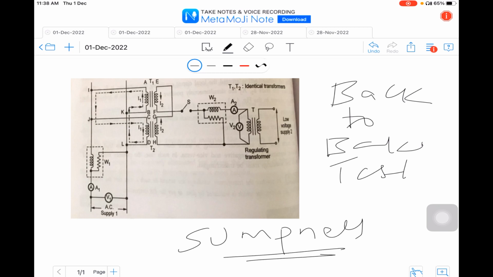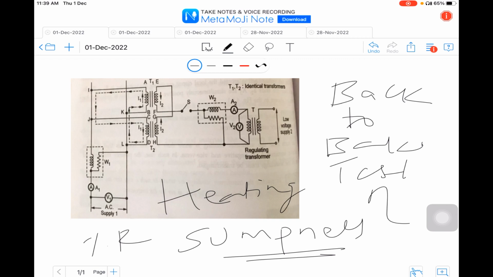In the previous sessions, we have learnt about the OC and SC methods. So the Sumpner test is another method of determining efficiency, percentage regulation and heating under load conditions. The OC and SC tests give us the equivalent circuit parameters, but the one thing we will not be able to obtain from them is heating information. Please remember this. Hence, this Sumpner test will give us heating information also.